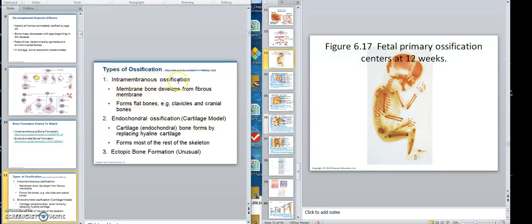One is called intramembranous, and the other is called endochondral. Intramembranous bone formation is where you lay a soft membrane down and you start putting bone inside that soft membrane. It works really well for bones that don't need a whole heck of a lot of shape, like the flat bones.